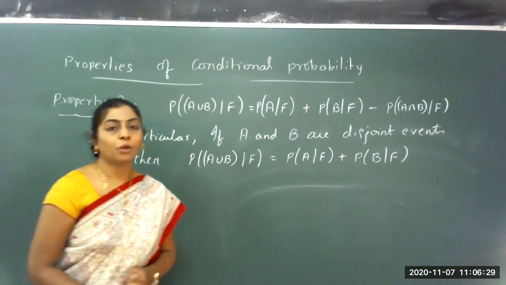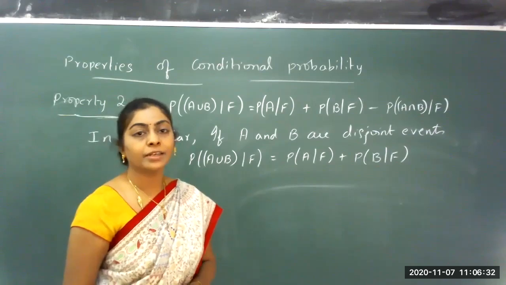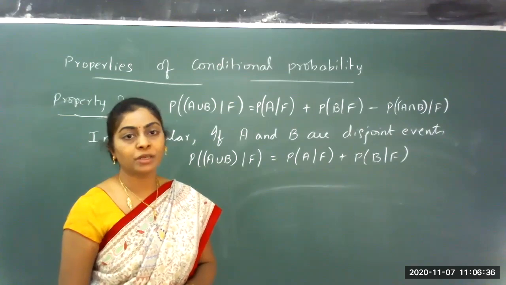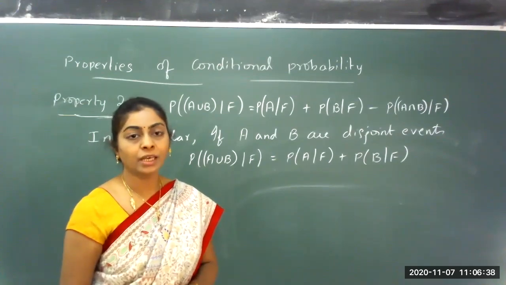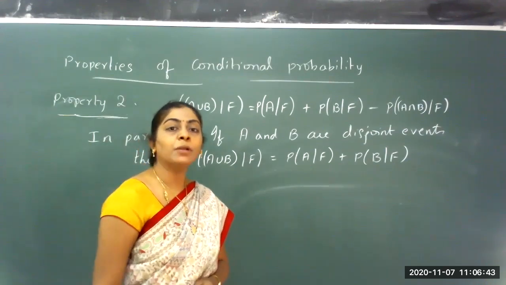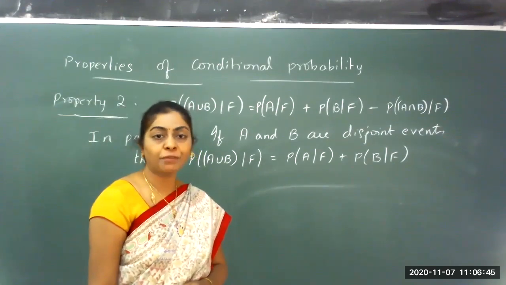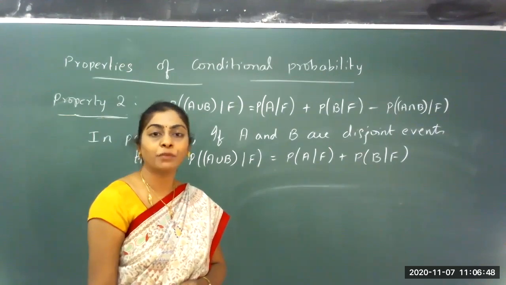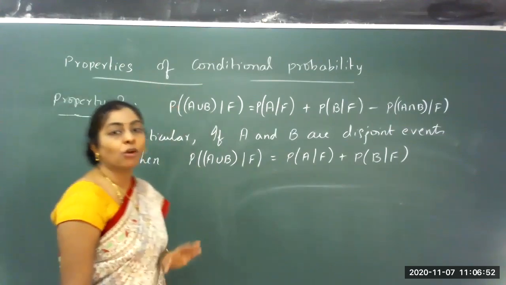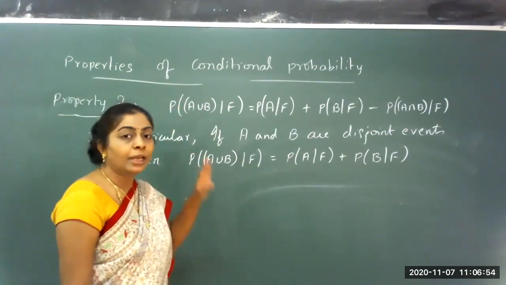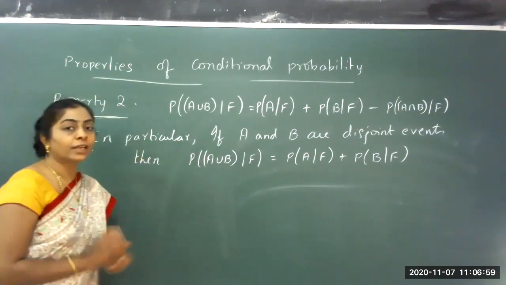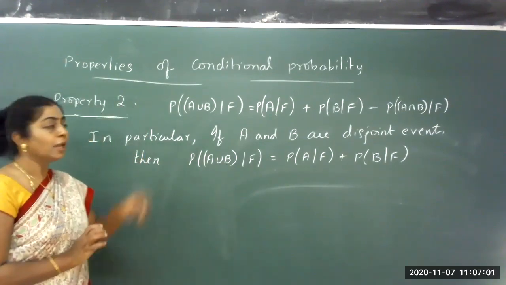I had started with probability in the last class. I defined what conditional probability is. The conditional probability of event E when event F has occurred is given by the probability of E intersection F divided by the probability of F. We defined this and started with the properties of conditional probability. In the properties, we have come to the second property, where we prove this.